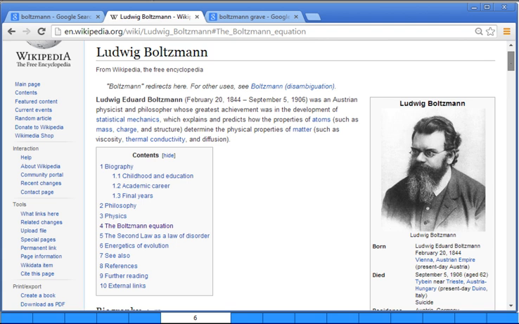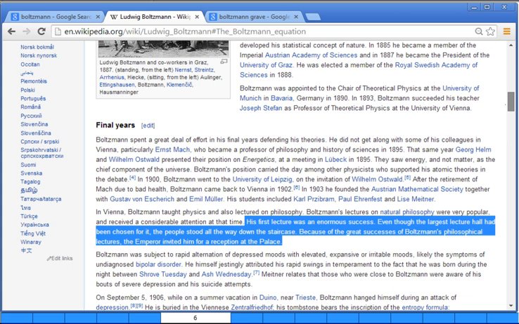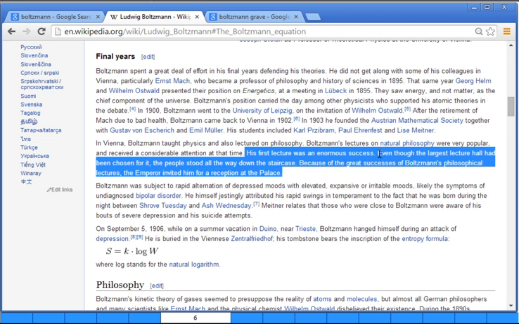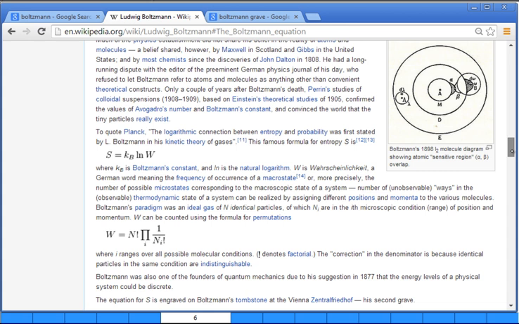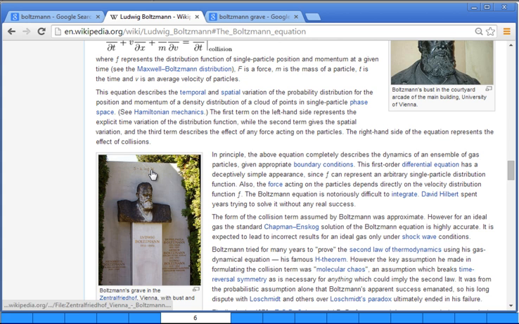But you can see that he's done a lot in pictures and all that. He was a very successful lecturer and well-received. Here's his equation right there. Notice that his tombstone bears the inscription of the entropy formula, S equal to k log W. The log stands for the natural log. That's very interesting, isn't it? That you would have an equation that would make it to your tombstone. There's that equation again, and here's his tombstone, but you really can't zoom in on it.